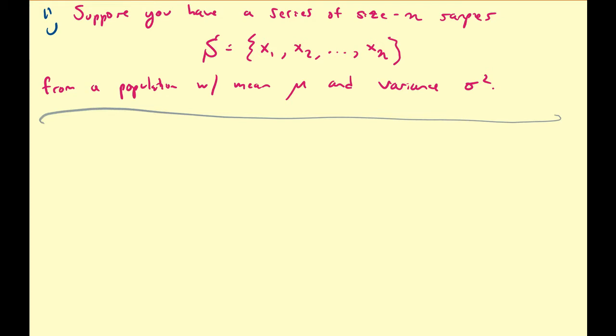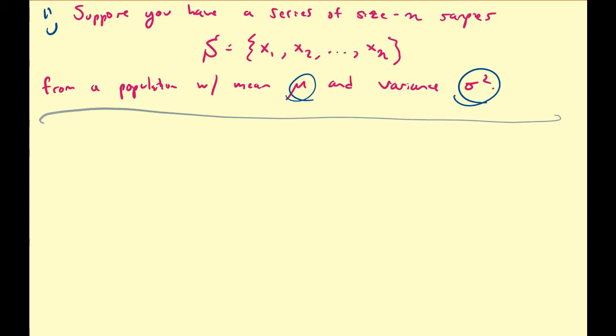Let us assume you have a series of n-size samples. Let's assume several of your friends go out to this population and gather, say, 50 samples each. And let us assume these samples are independent, and that we're drawing from the exact same population, whose mean is mu and whose variance is sigma squared. So what kind of properties can we develop from this?